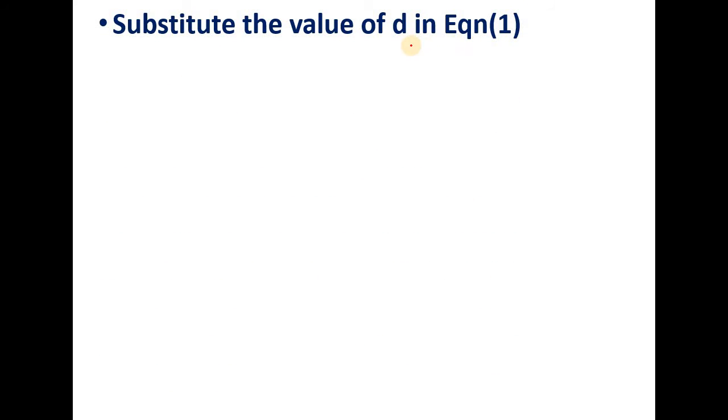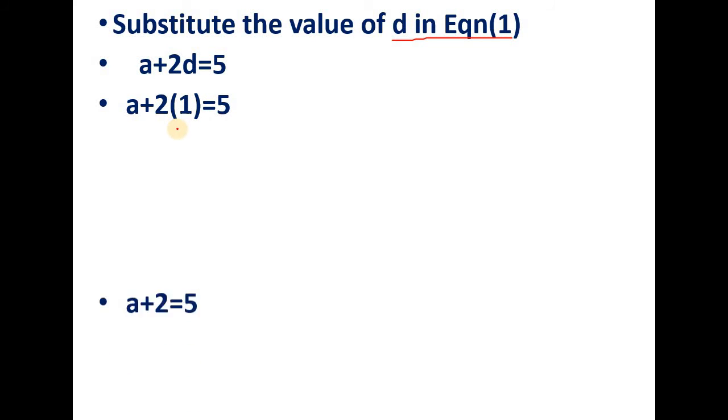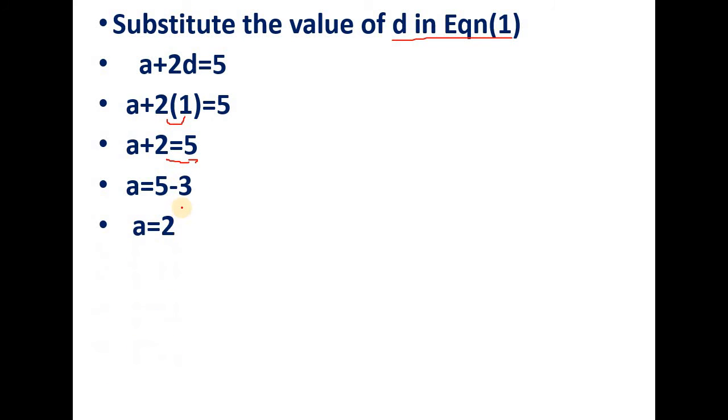Let us take equation 1, a plus 2d is equal to 5. Substitute d is equal to 1: a plus 2 into 1 is equal to 5. Now a plus 2 ones are 2, is equal to 5. Now a is equal to 5 minus 2. Let us transpose 2 to the right-hand side, it becomes minus 2.